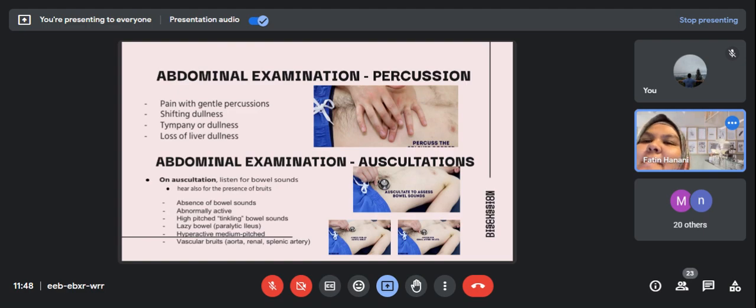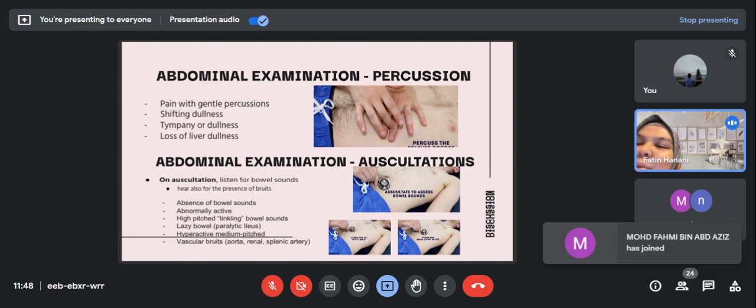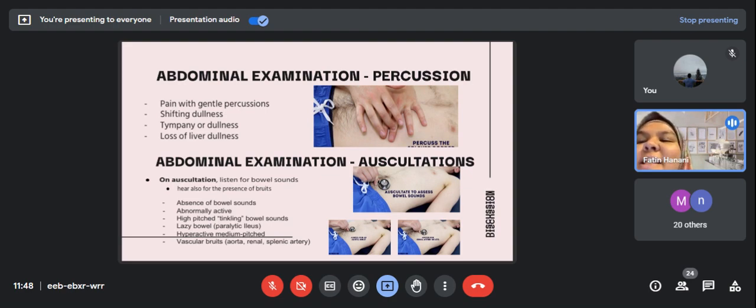Next, we proceed with the percussion. So percussion is we do the percussion at the 9 abdominal region to look for any dullness, and we also percuss the liver and spleen to assess the size, the consistency, and also the border of the organ. And we may proceed with the shifting dullness if we suspect any ascites, and we only do the fluid thrill if we see the gross ascites. So this percussion is if there is any change in percussion, we may suspect any underlying organ or any abdominal mass.